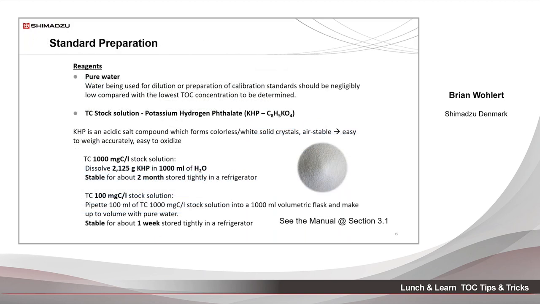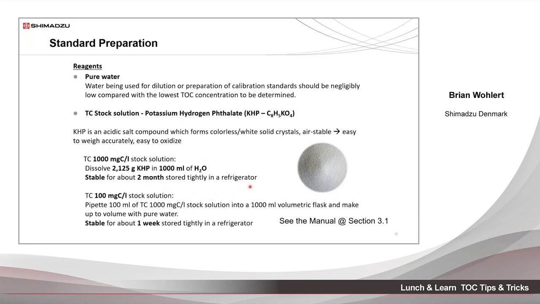When you prepare your standards for calibration of the instrument, and if you also do dilution of your samples, you really have to look into the purity of the dilution water you're using. You can see in the manual in section 3.1 which criteria we recommend for the dilution water for the standards. So normally we recommend the potassium hydrogen phthalate for standard calibration of TC or NPOC calibrations. This is at least stated in our manual, but if you work according to a specific standard, you should use the calibration substance which is required in the standard you are working according to.